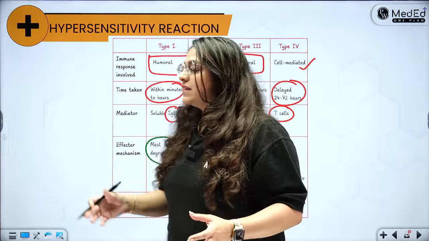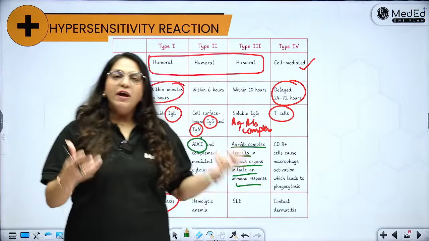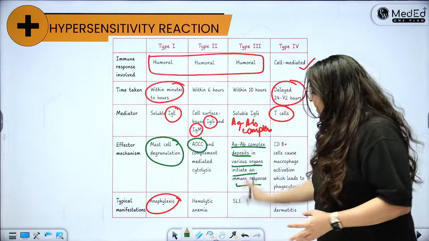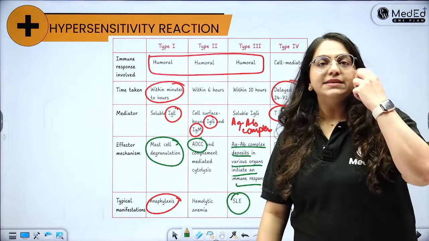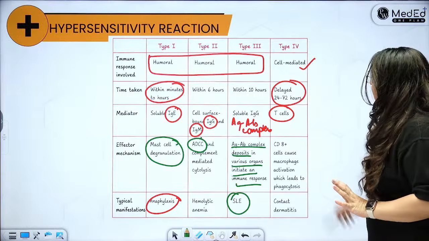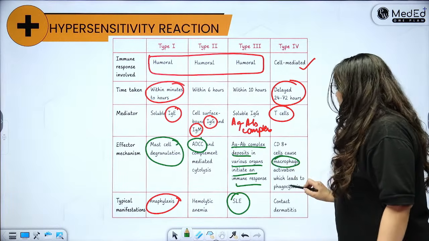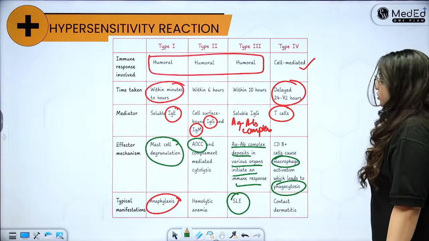So all of these are examples of your type 3. Serum sickness, Arthus reaction, glomerulonephritis, what are all these? Type 3 hypersensitivity reaction. Quite easy, quite simple. An example is SLE, which has already been covered with the example that I just told you. Type 4 is a CD8 cell causing macrophage activation which leads to phagocytosis. So we have to see how the type 4 reaction also happens.